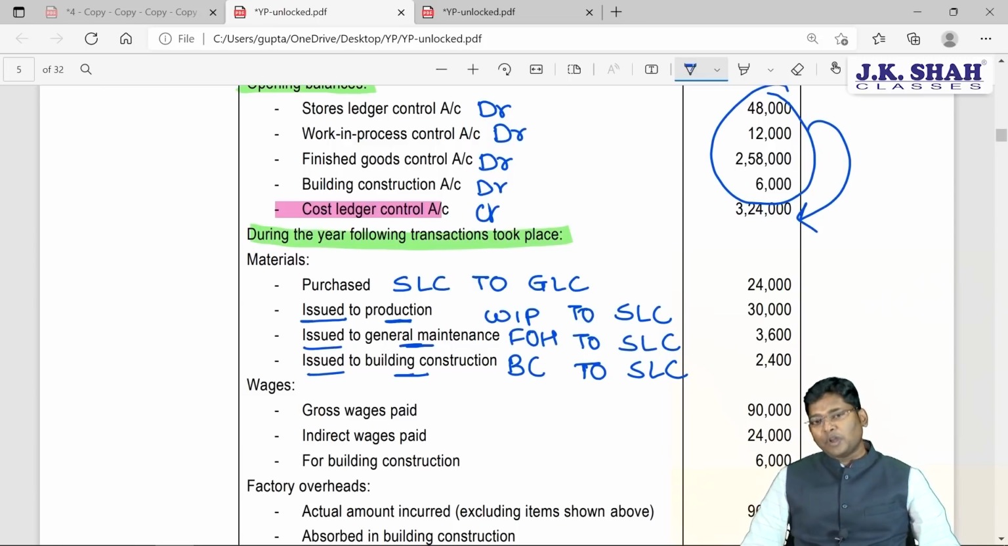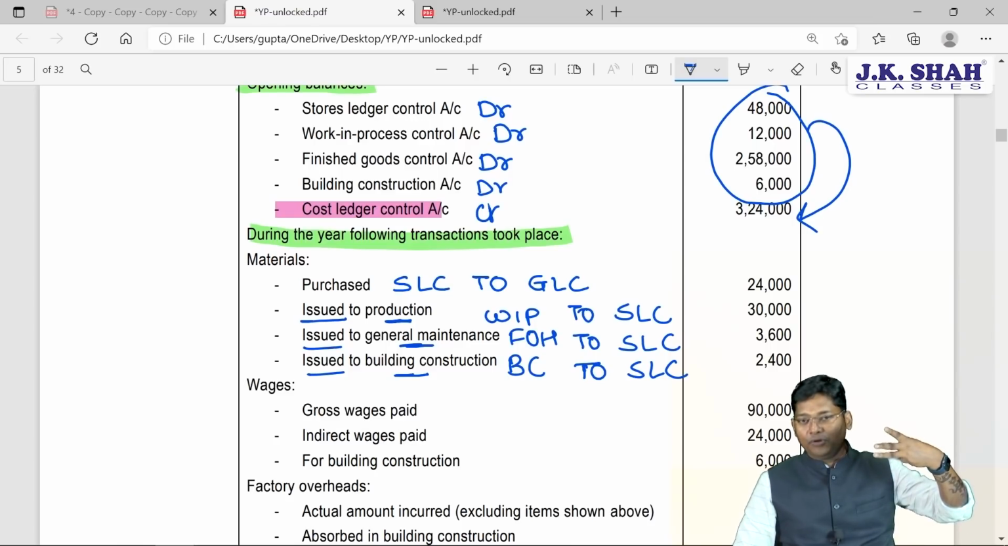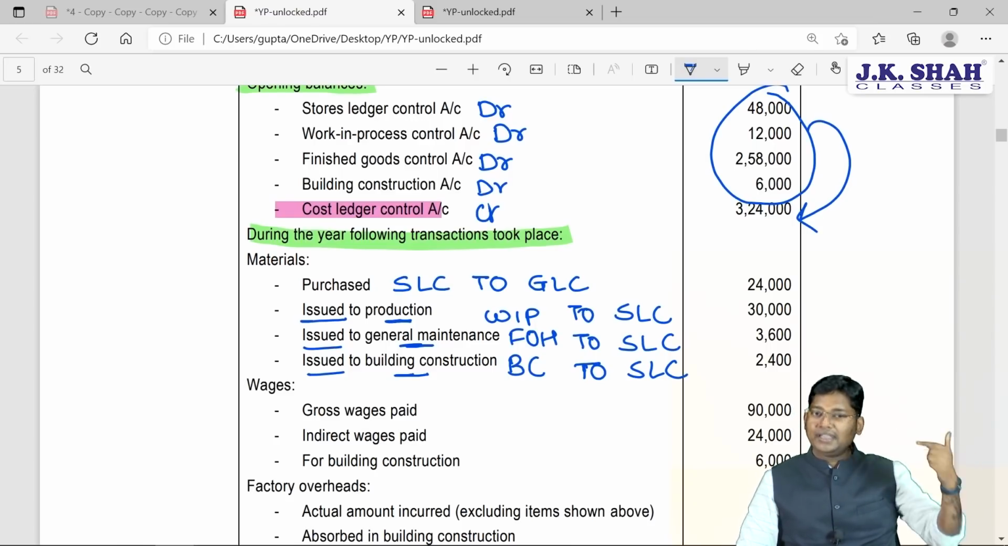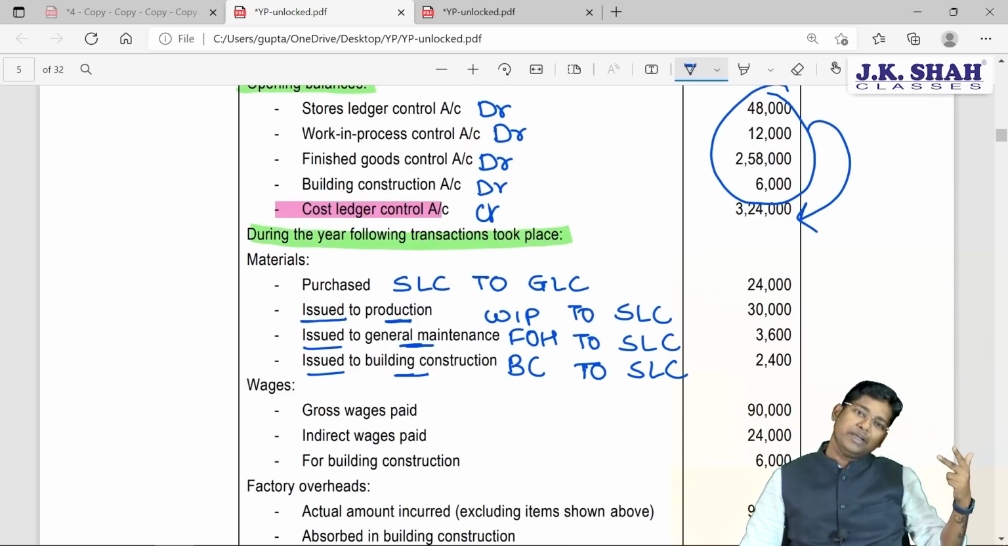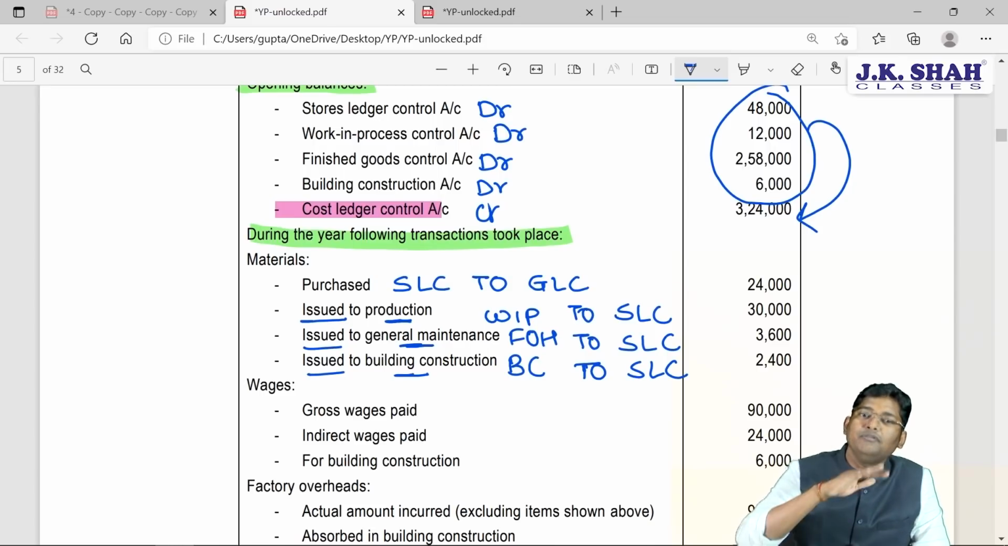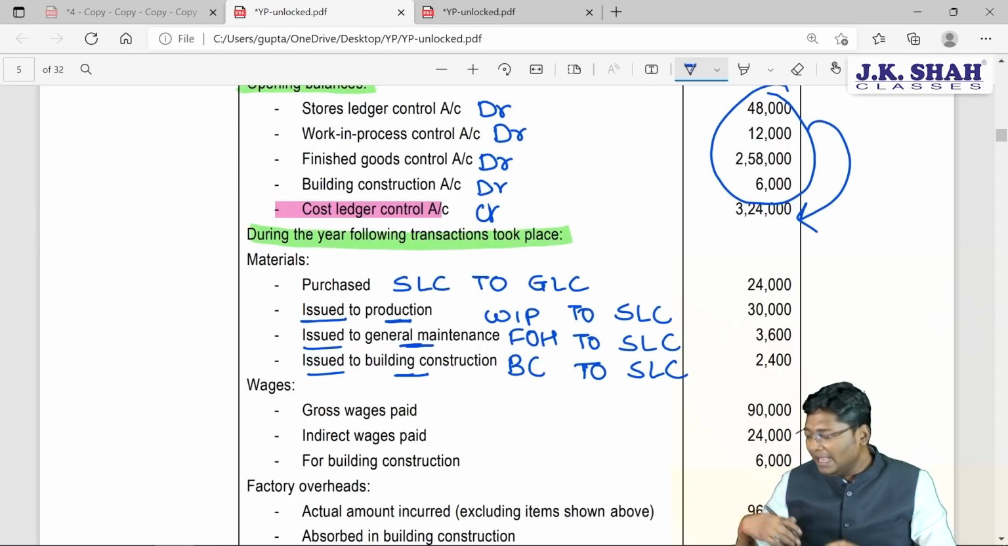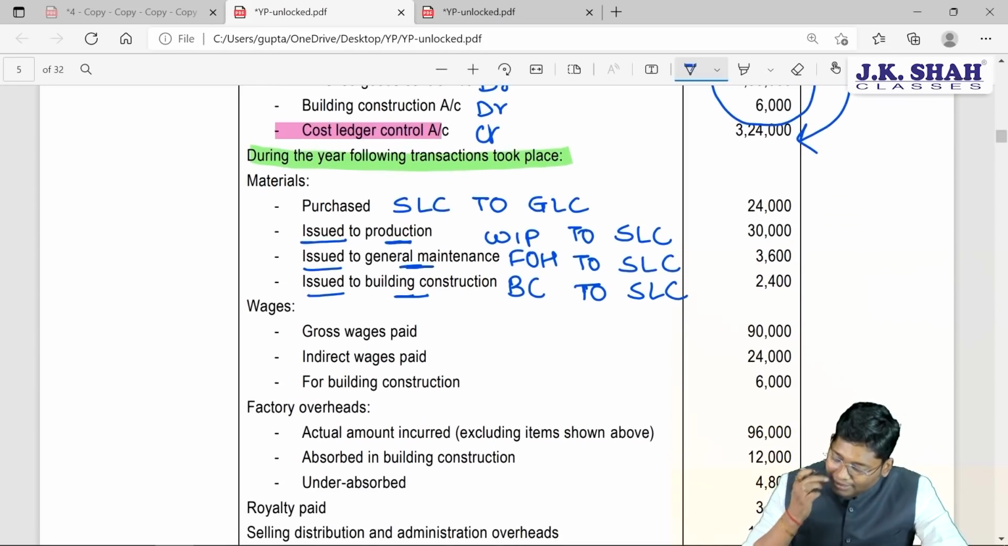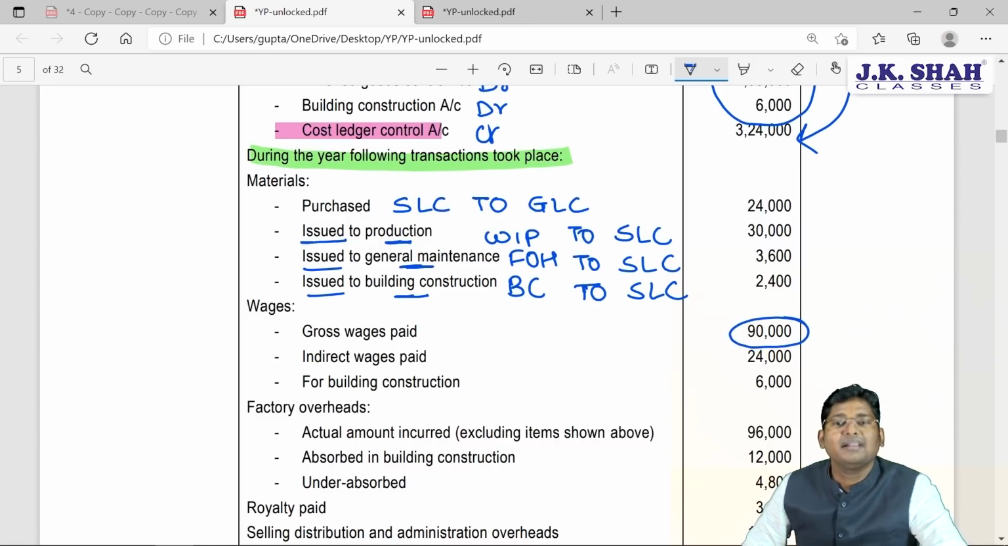Accordingly, you need to give the effect. First, on the debit side of all three accounts you should give the effect: WIP debit, factory overhead debit, and building construction debit, each to SLC, whereas store ledger control will contain three effects on the credit side for this transaction. After material, wages-related information is given, where the question specifically says that gross wages paid by the company are 90,000.